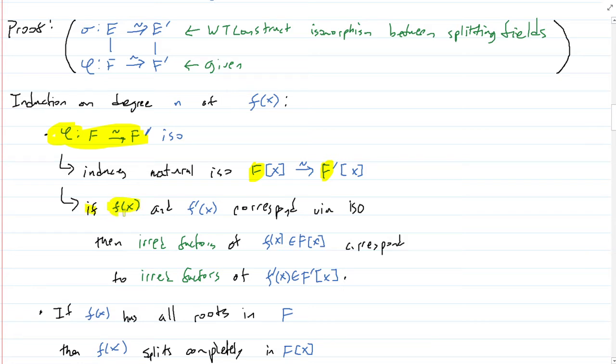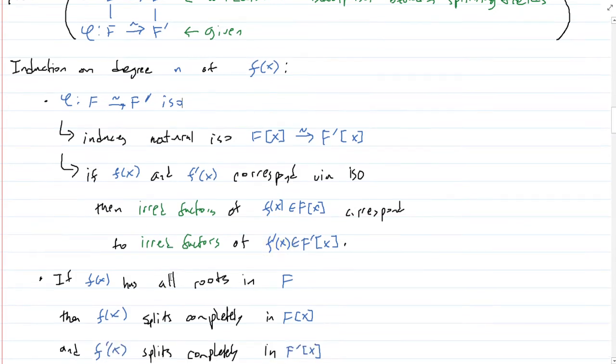Right. So now the polynomial f(x) and f prime(x) correspond to each other via this isomorphism between the polynomial rings. And furthermore, the irreducible factors of f and the irreducible factors of f prime also correspond one to one. So if you split this into its irreducible factors, each of those factors is going to correspond under this isomorphism to each of the factors of the corresponding polynomial f(x), f prime(x). Okay, so that's one fact.